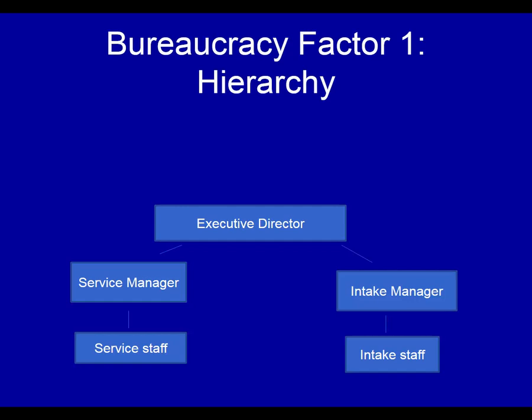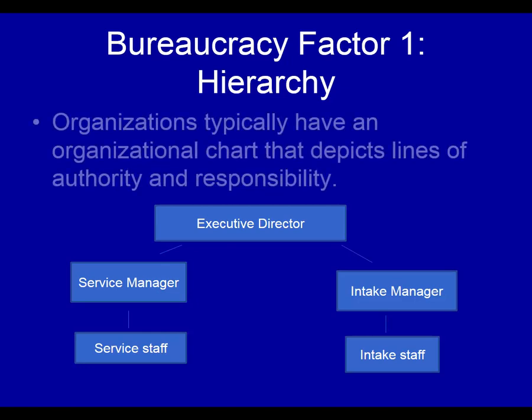The first factor I want to talk about is hierarchy. That means you place people in a chart like this. You may see a chart. This is very brief and only a part of a chart. But you'll see at the top of the organization is the executive director. Under that executive director is a service manager. Under the service manager is service staff. On the other side of the chart, you see there's an intake manager, and under intake manager is intake staff.